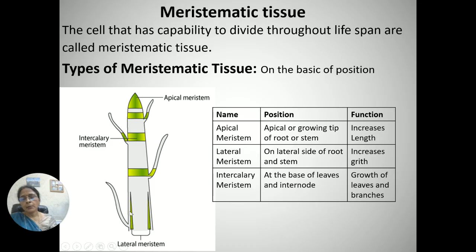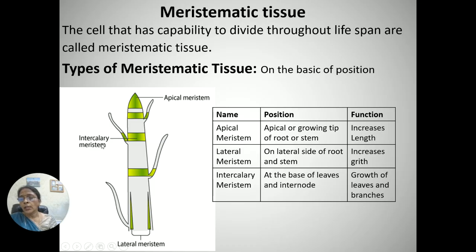The lateral meristems are found on the lateral side of the plant part, and by their activity, the thickness or width of the plant part increases. Whereas intercalary meristems are found at the base of the leaf or at the internode. Thereby, by this activity, the growth of the leaf and the branches increases.